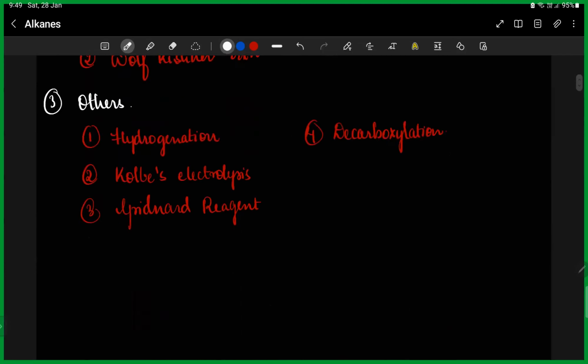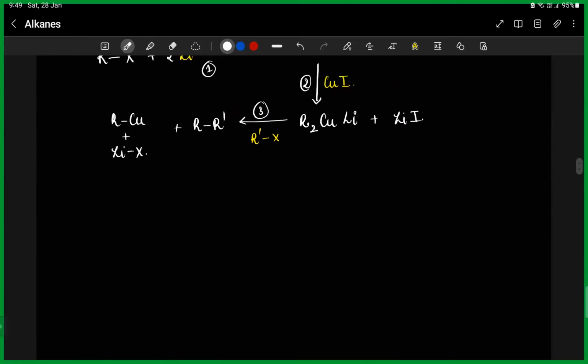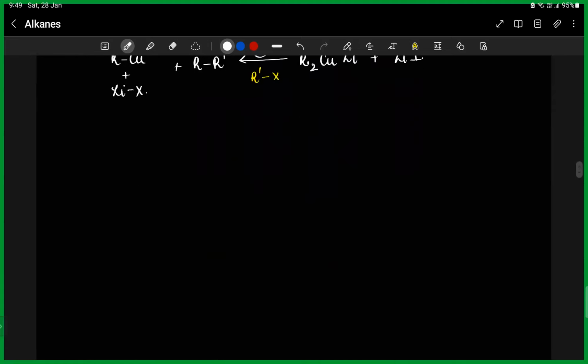Now let's see from carbonyl. From carbonyl compounds, we have two reactions: Clemmensen reaction and Wolff-Kishner reaction. Both are the same reactions except the reagent is different. Okay, so first let us see Clemmensen reaction.